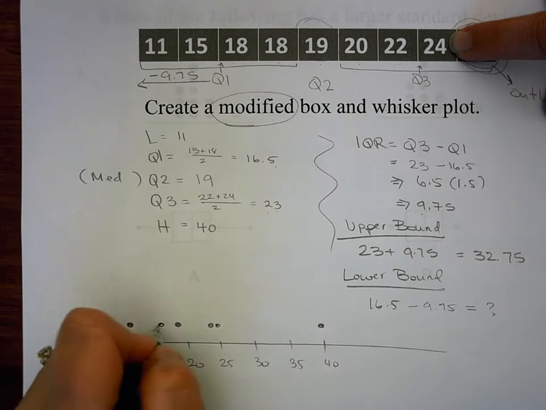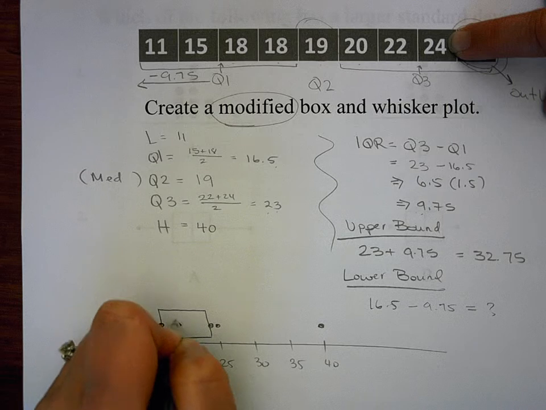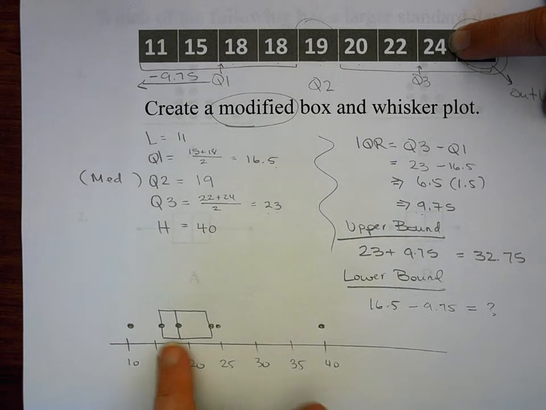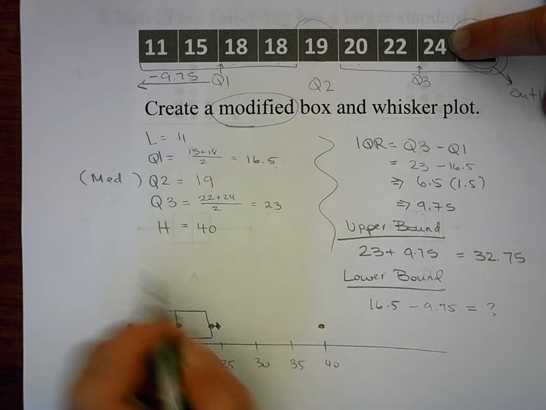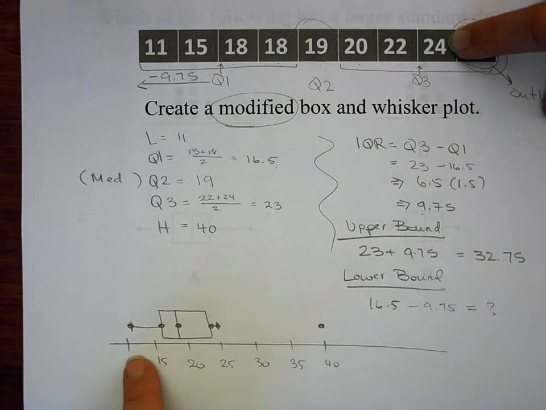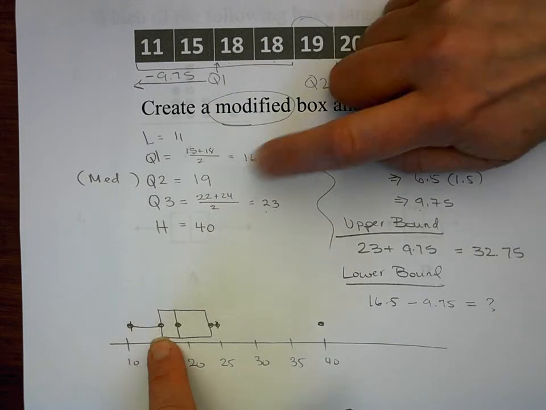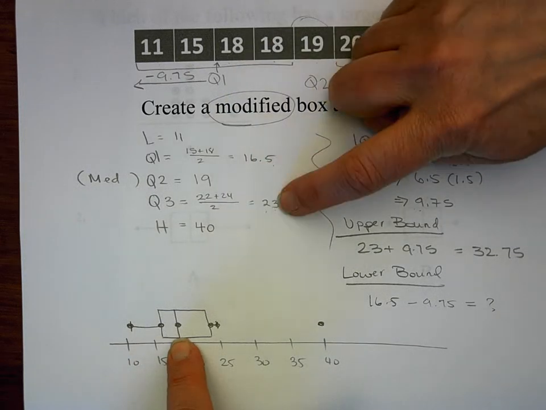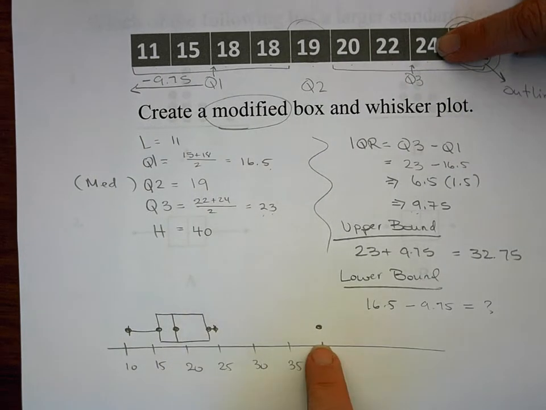So these three numbers create my box, right? My interquartile range and then the median, from Q1 to Q2 to Q3. And then I have this itty bitty whisker here, and then my whisker to the left. So I have my whisker going to 11, and then my first quartile, my median, my third quartile. My whisker now goes to 24 because 40 turned into an outlier.